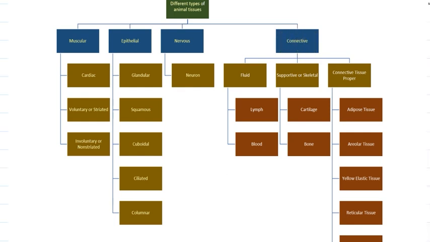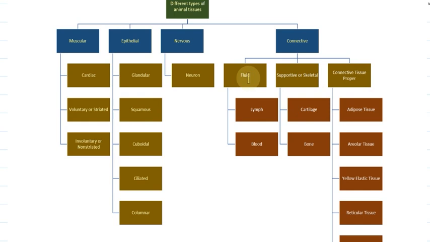Okay, then let's talk about the connective tissue. Connective tissues are most abundant and they function in linking, connecting or supporting other tissues and organs in the body. Then the connective tissue are of three different types, that is the fluid connective tissue, the supportive or skeletal connective tissue and connective tissue proper.